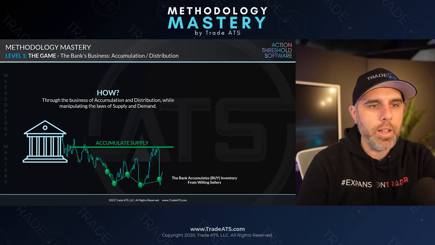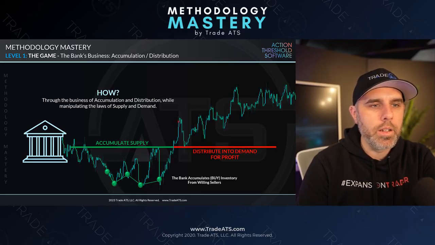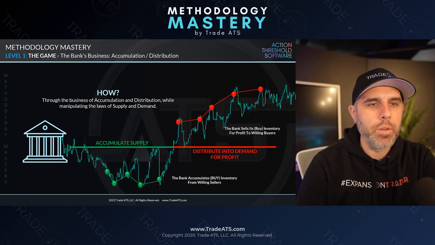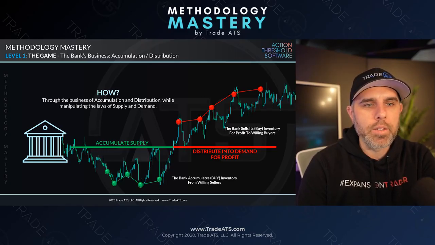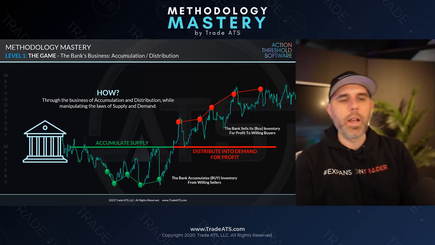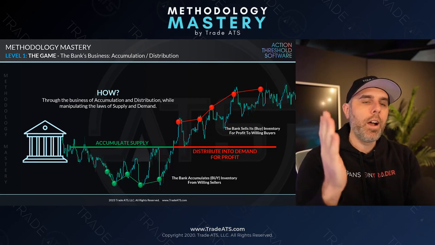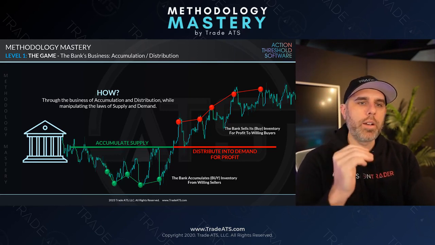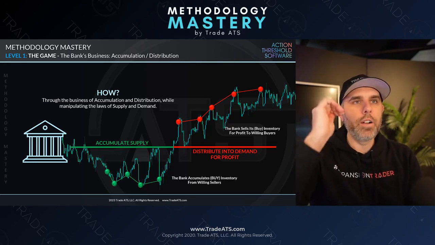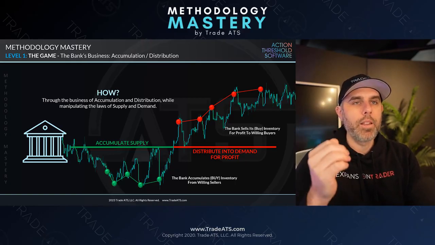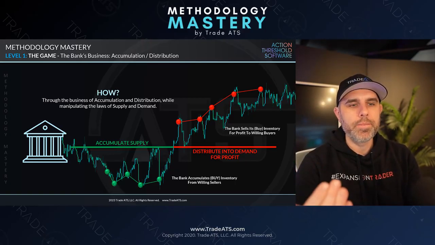So the bank accumulates buy inventory from willing sellers, and then the market goes back up through value, and that's where they distribute into the rising demand for profit. So the bank sells its buy inventory for profit to willing buyers. Now the market's going up. Notice that the red dots are at the top of these moves. As the trend continues to break out and move to higher highs, you have people increasingly chasing it. And that becomes the exit liquidity.